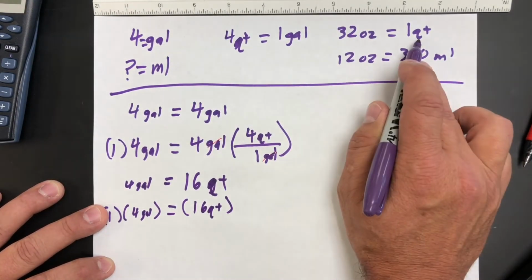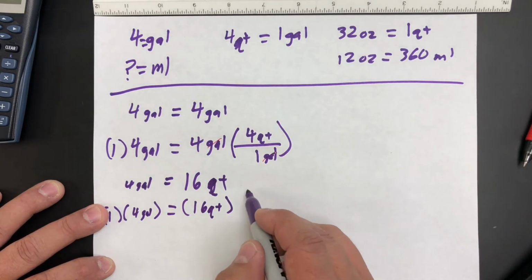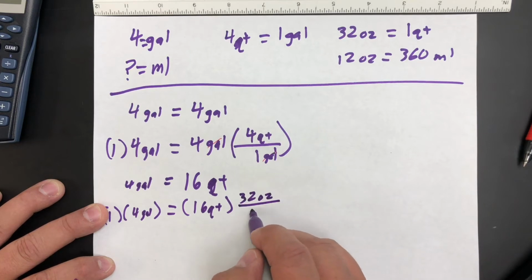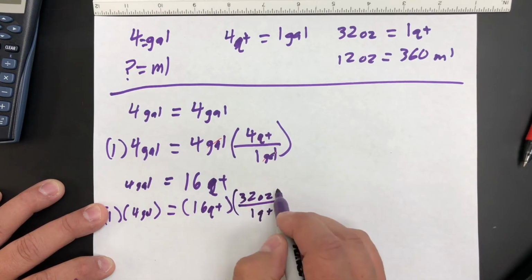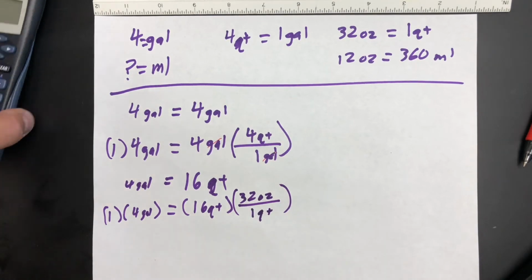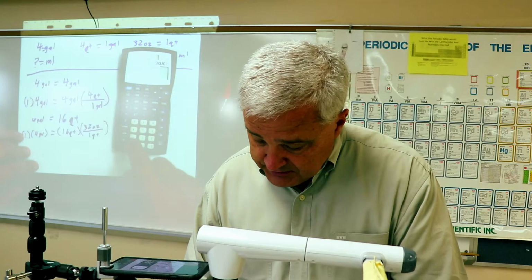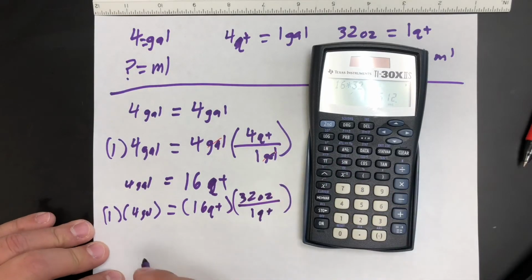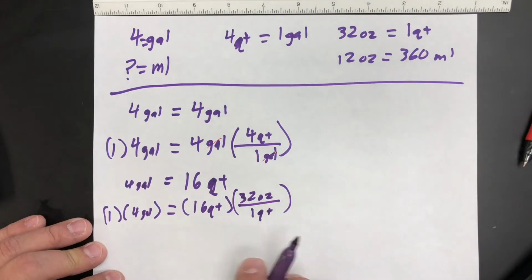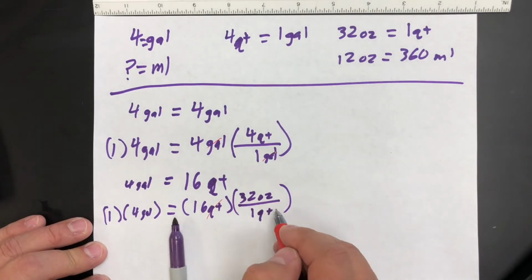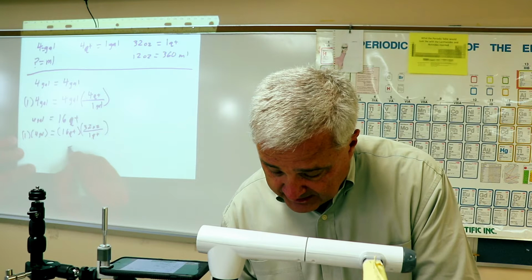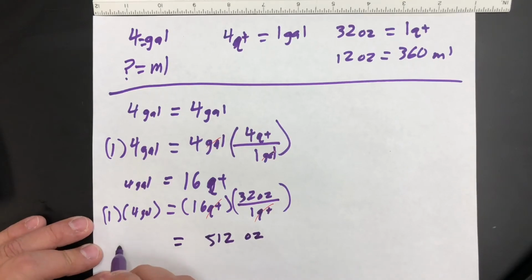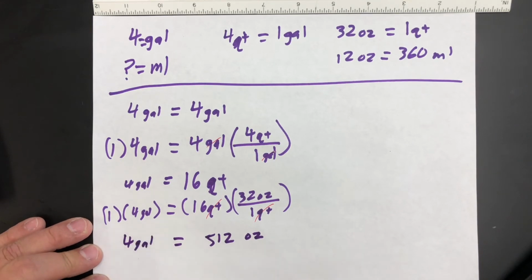I'm going to use this identity here. So I'm going to put ounces on the top. 32 ounces divided by 1 quart. 16 times 32, whoa, calculator. 16 times 32 equals 512. And quarts cancels. 512 ounces equals 4 gallons.